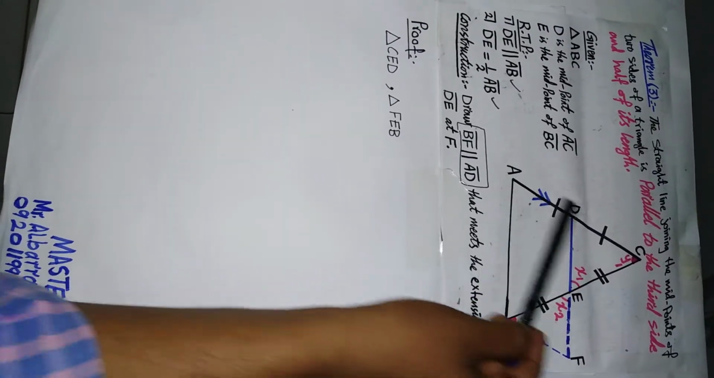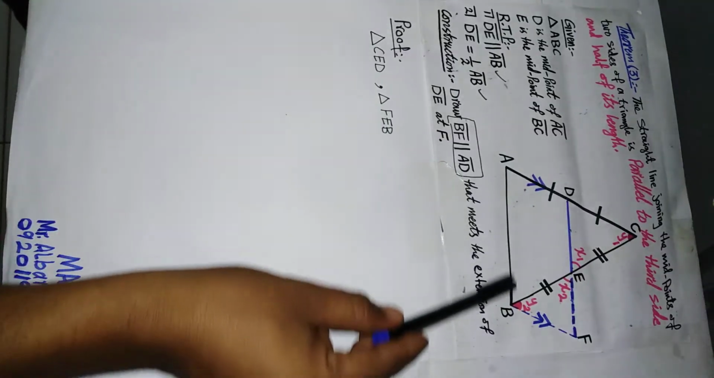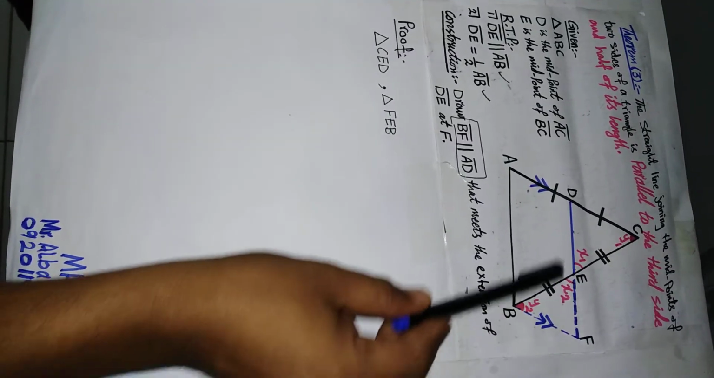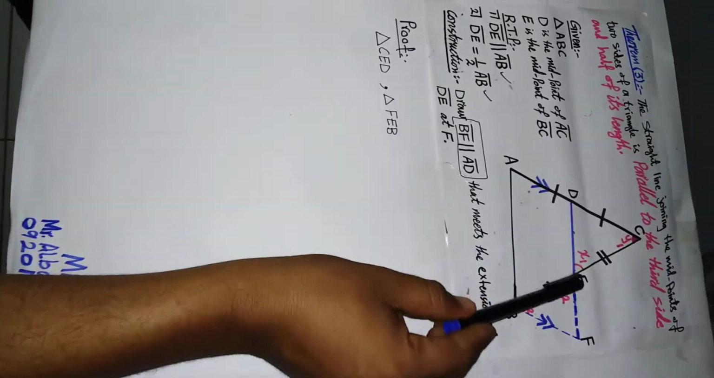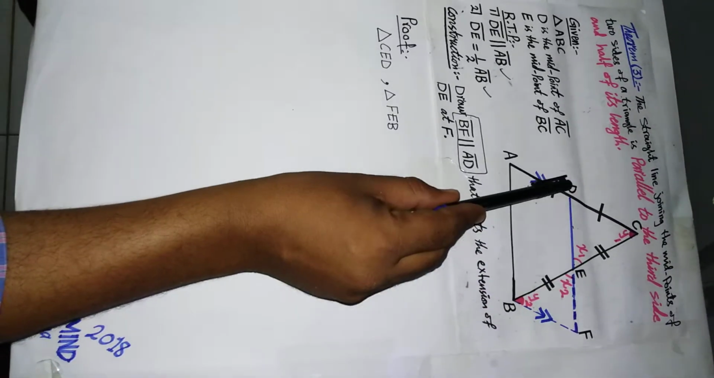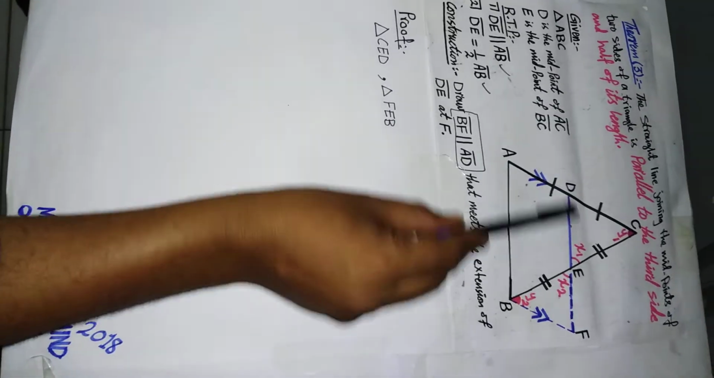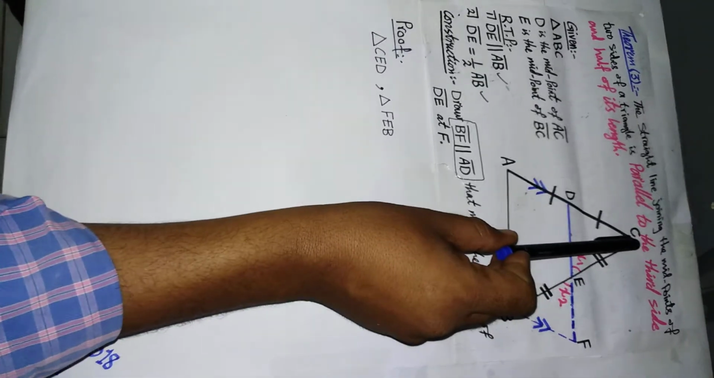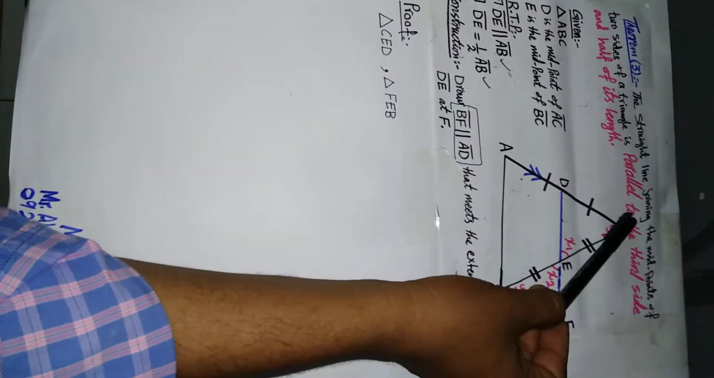If D is the midpoint of this side and E is the midpoint of this side, so I have two sides, so the remaining side is AB, which will be the third side. What happens? The straight line joining these two midpoints must be parallel to a third side and half of its length. So my givens, I have a triangle named ABC. D is the midpoint of AC, E is the midpoint of BC.